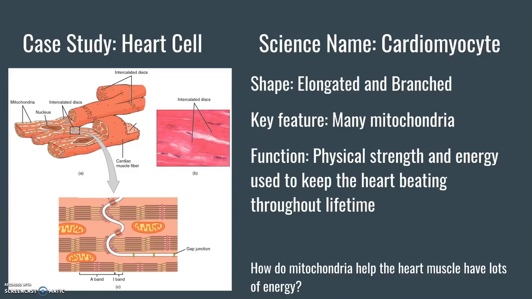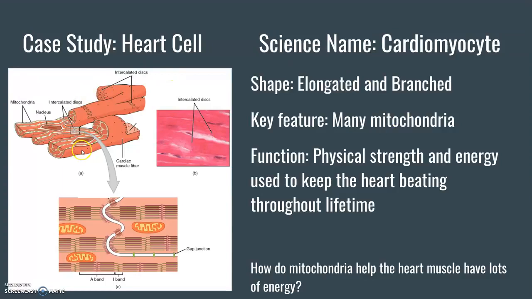Our case study here, we've got a heart cell. The science name for our heart cell is our cardiomyocyte. Our shape of a heart cell is elongated and branched, and the key feature of our heart cell is that it has a lot of mitochondria. The job of our heart cell is to be physically very strong and to have a lot of energy that's used to keep our heart beating throughout the lifetime.